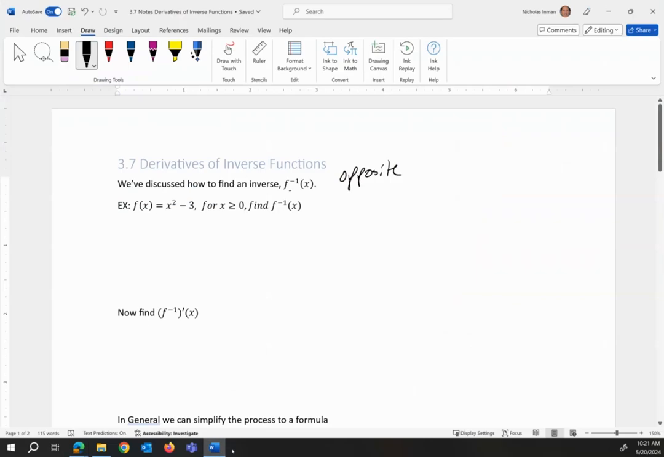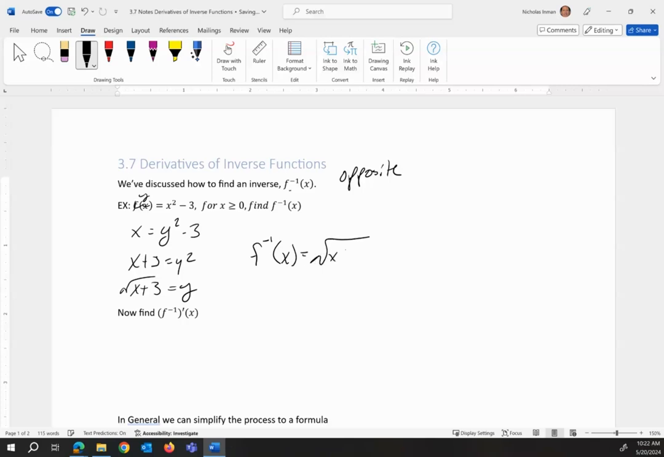To find the inverse, the opposite, you switch. Remember, this is like a y. You switch the x and the y in your equation. You then solve for y. So we would add the 3. You would then take the square root. Once you've gotten y by itself, we just call that the inverse. So we can find the inverse function of a squared, or a square root. We can do either one of those.